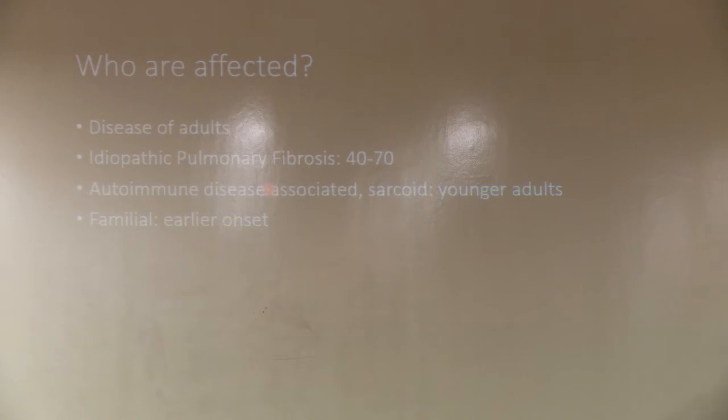So sometimes we can see some young 35-year-old people who have had, let's say, lupus for 10 years and their disease is very much uncontrolled and they become short of breath. So then you do an x-ray and you can see interstitial lung disease in these people as well. Some people, very rarely though, can have familial pulmonary fibrosis, and that one you can have at an earlier onset also. But generally, this is a disease of adults. We don't see this frequently in pediatric patients.